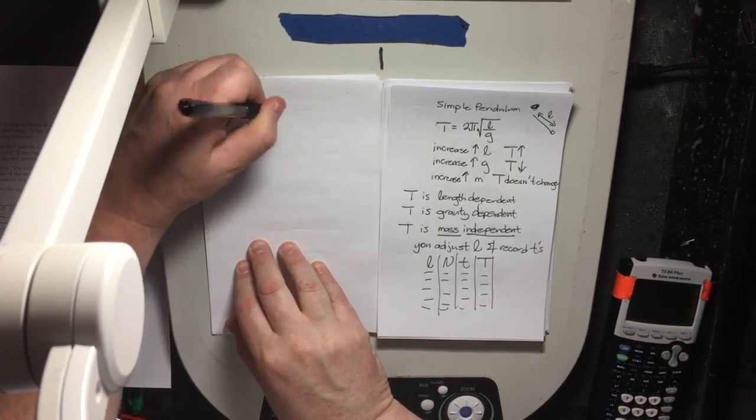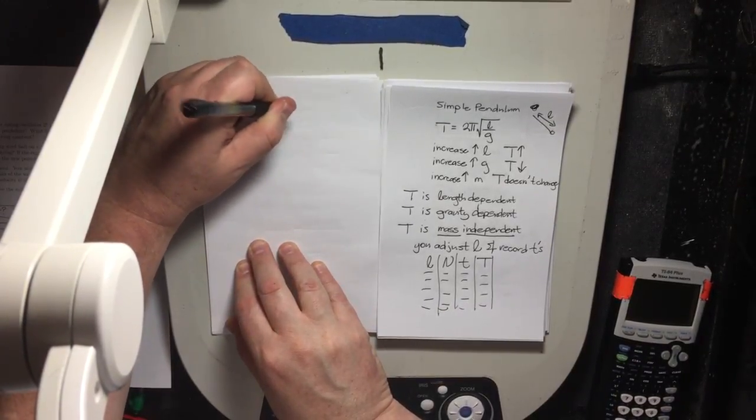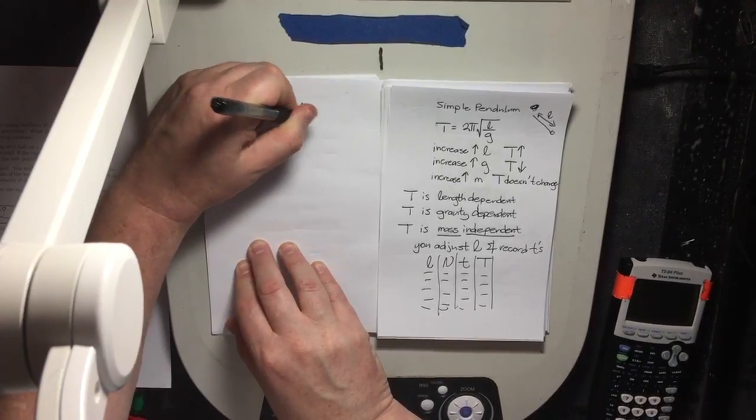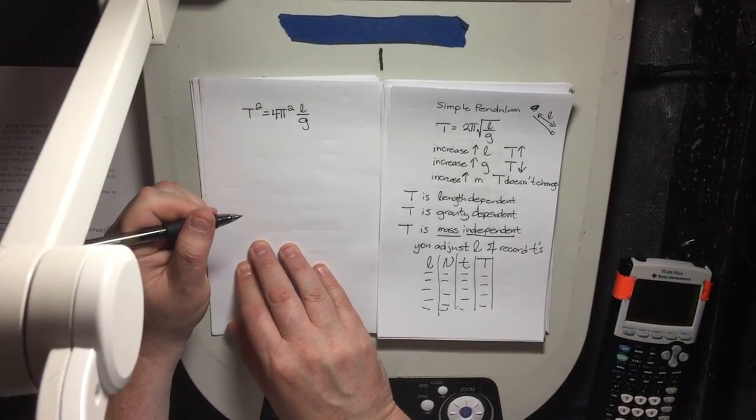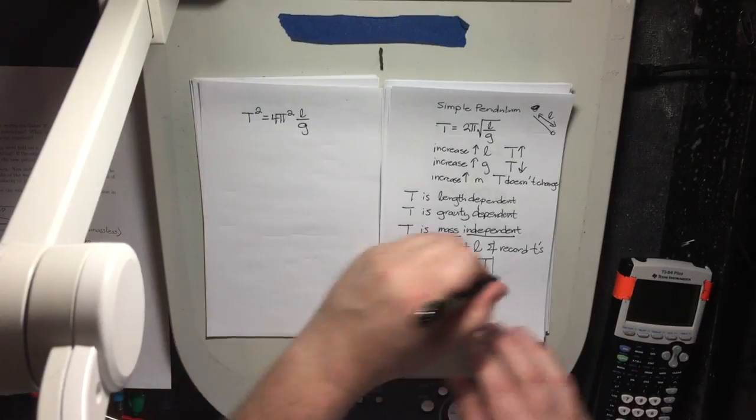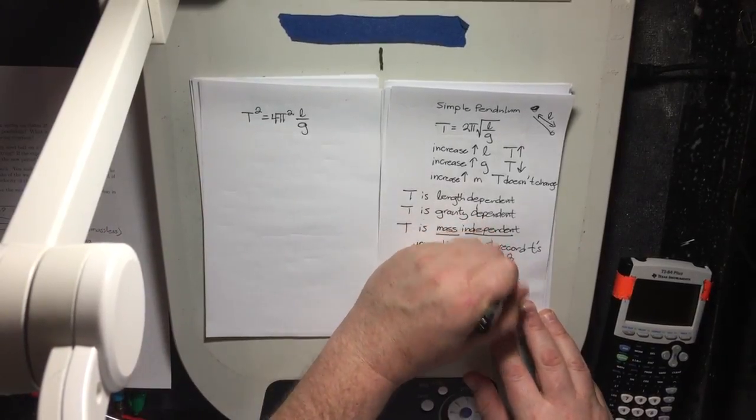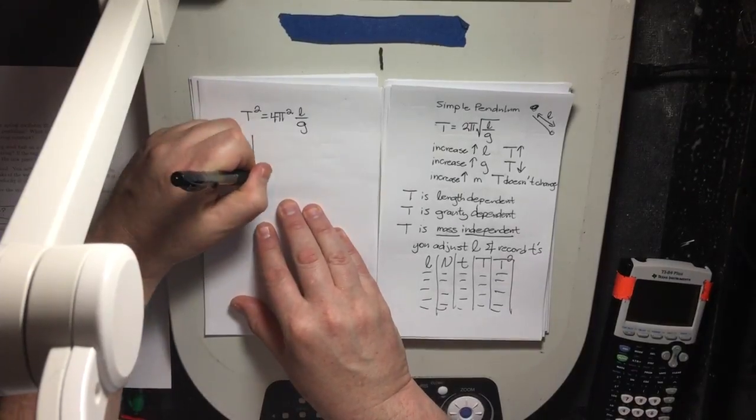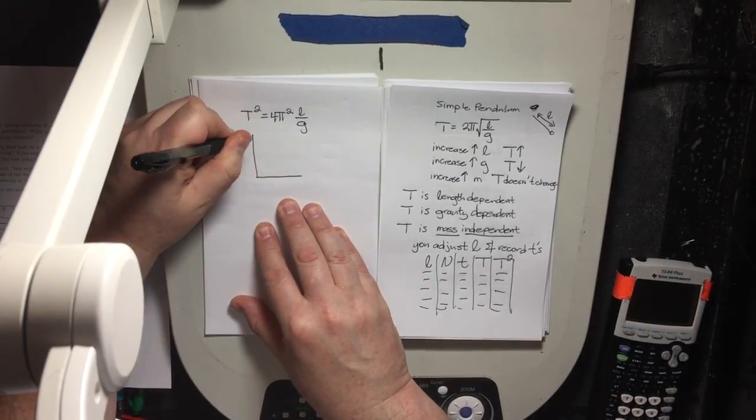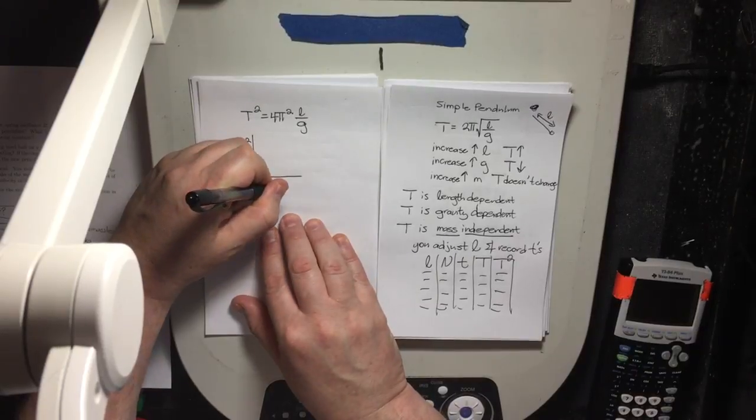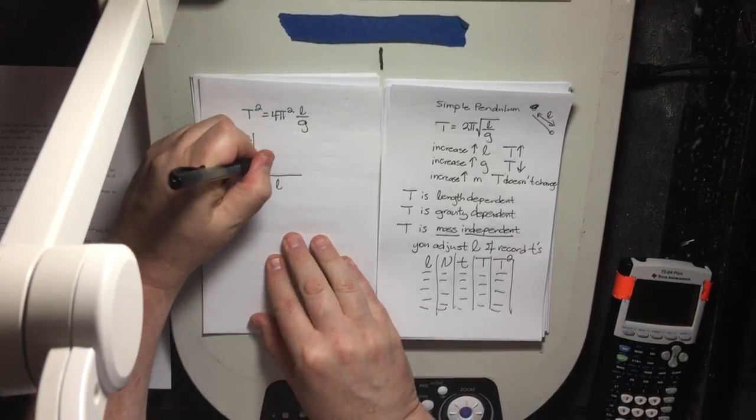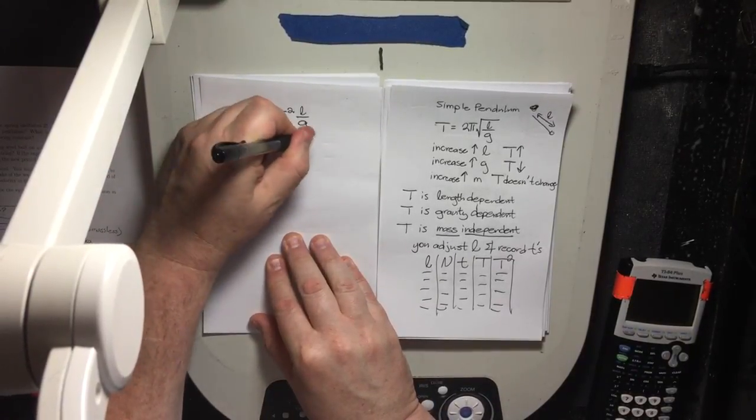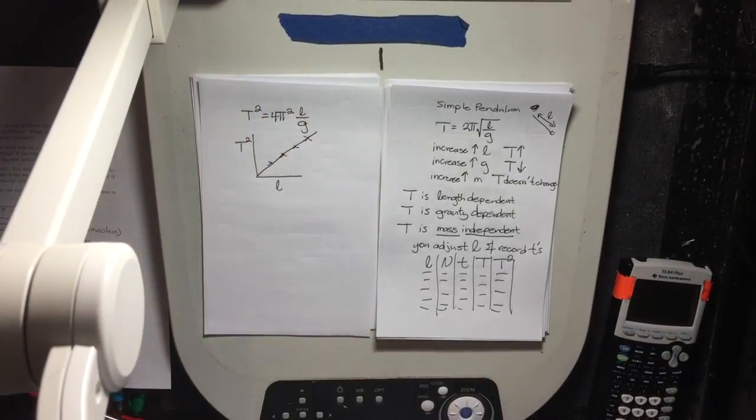But the important part is this. T squared is 4 pi squared L over G. And once again, you're going to plot period squared on the vertical, and on the horizontal you're going to plot L, and what's going to happen is you're going to get a list of plots and a straight line. That's not straight, but work with me.